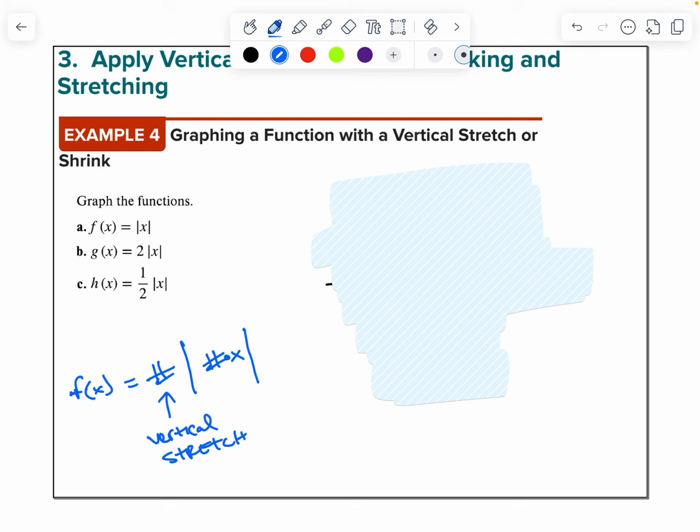That really affects what I like to call the slope, right? It's not the slope, but we could treat it as if it were a slope. And a number multiplied inside is going to be a horizontal stretch.